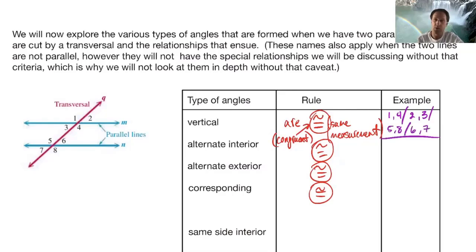Okay, so those are what are called vertical angles, and because we know that they are parallel lines cut by a transversal, we know that all of those pairs are the exact same measurement, congruent.